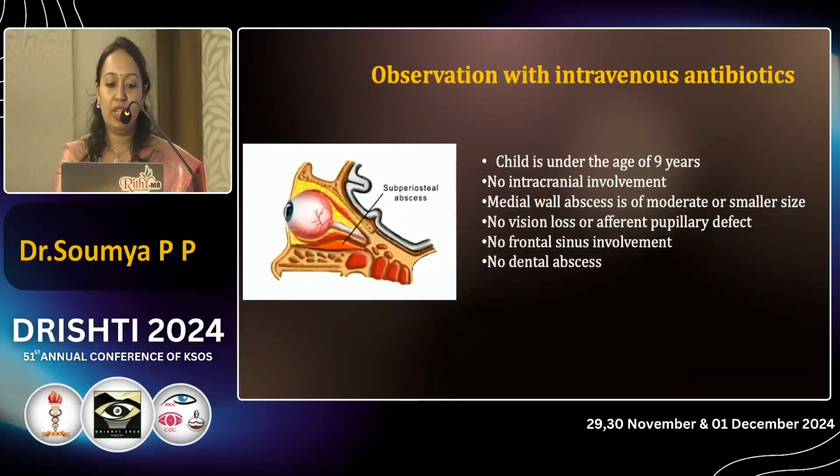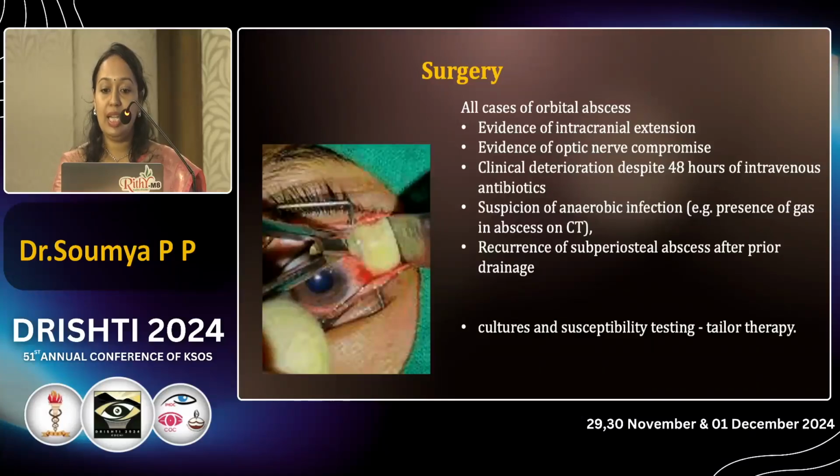In case of subperiosteal abscess, we can observe with intravenous antibiotics if the child is under the age of 9 years and there is no intracranial or frontal sinus or dental abscess, and there is no vision loss. And in case of orbital abscess, we should always drain. And in case of subperiosteal abscess, if there is intracranial extension, optic nerve compromise, clinical deterioration with antibiotics, suspicion of an anaerobic infection, and recurrence, we should always drain. And the pus, we should send for culture and susceptibility testing to tailor the therapy.